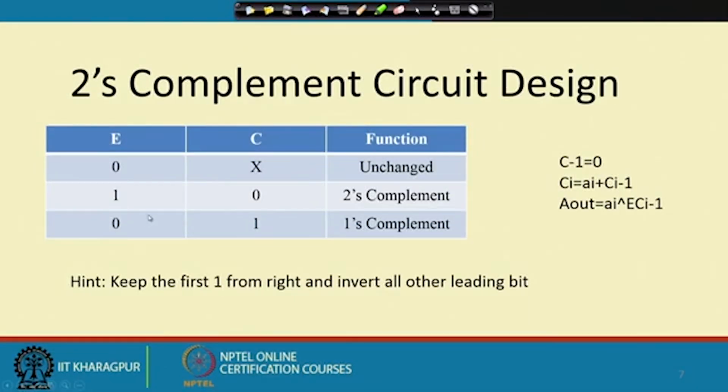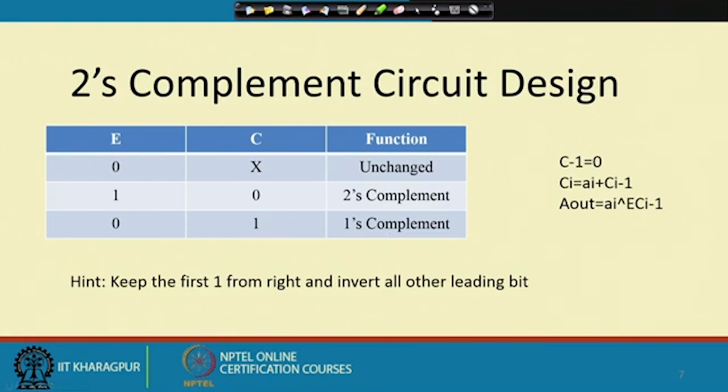If you follow this two's complement circuit, enable and complement are the 2 control signals. Whenever both are 0, the input will remain unchanged. When enable equals 1, that means the E signal is 1, I will get two's complement, and whenever the C signal is 1, I have to get one's complement. So now I have 2 control signals, E and C. If E is 1, I will get two's complement, and if C is 1, I will get one's complement.